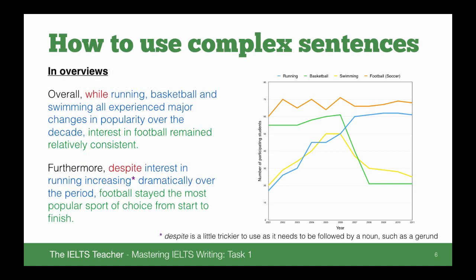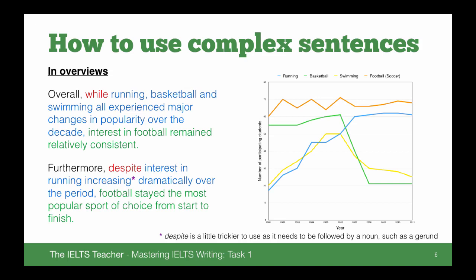So let's have a look at this in example with an overview. Overall, while, there's a subordinating conjunction, running, basketball and swimming all experienced major changes in popularity over the decade. So that's our dependent clause. Then you come to the independent clause after the comma. Interest in football remained relatively consistent.